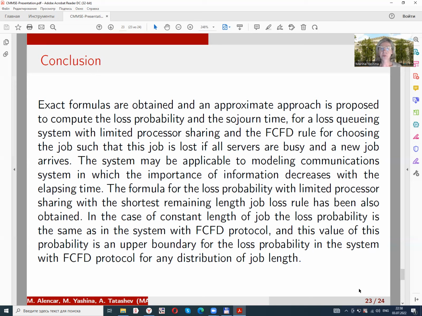The formula for the loss probability with limited processor sharing with the shortest remaining length job loss rule has also been obtained. In the case of constant job length, the loss probability is the same as in the system with FCFD protocol, and this value of the probability is the upper boundary for the loss probability in the system with FCFD protocol for any distribution of job lengths.